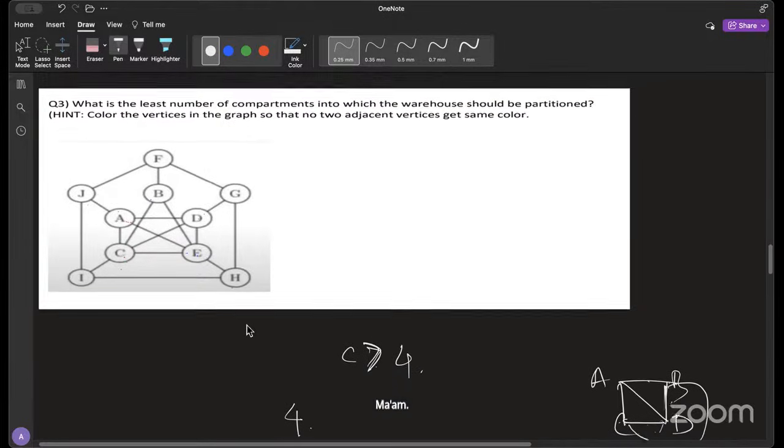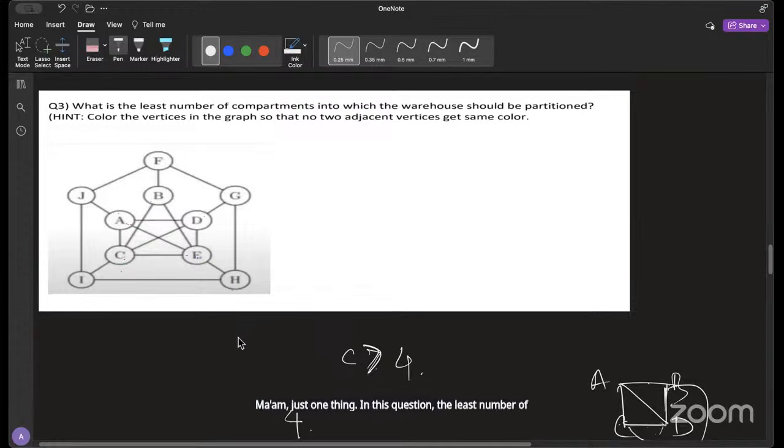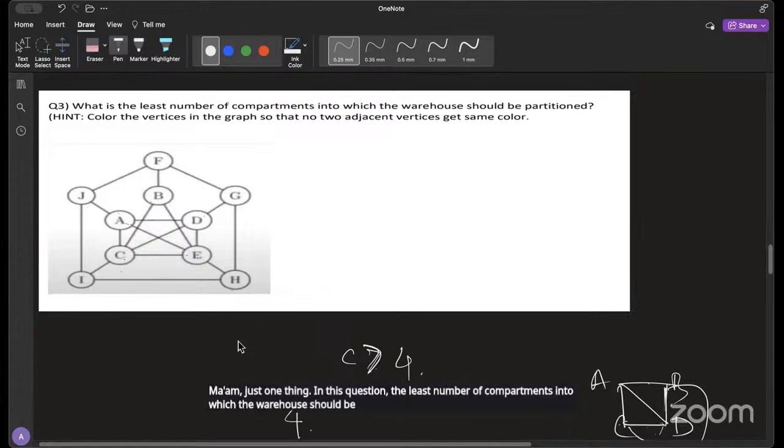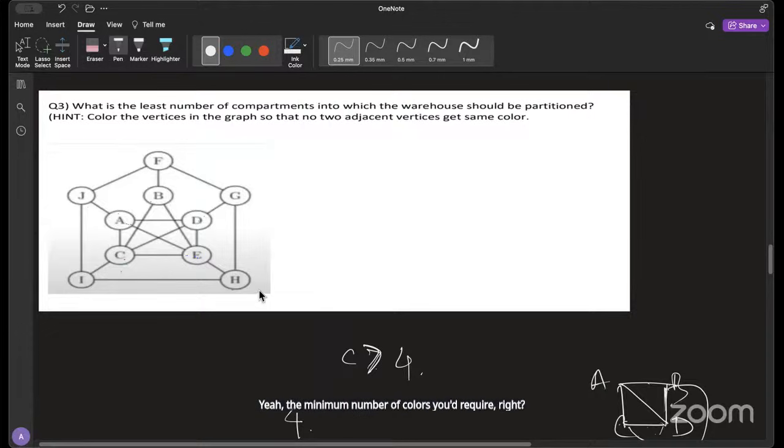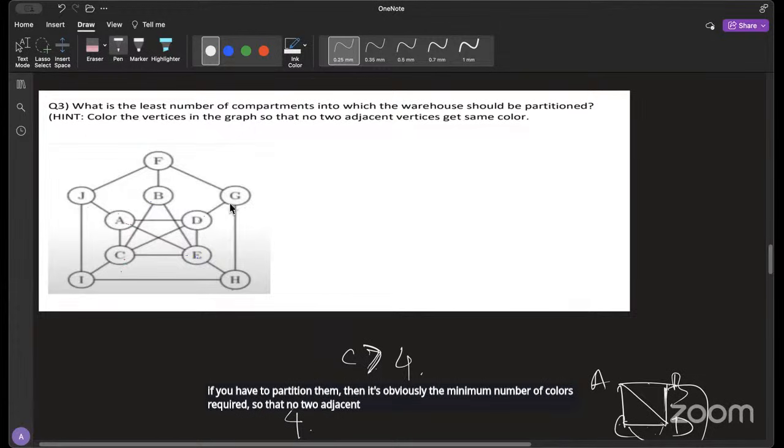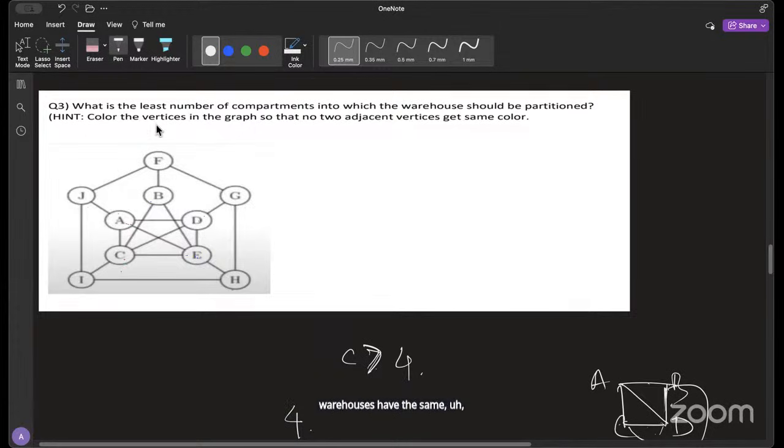Ma'am, just one thing. In this question, the least number of compartments into which the warehouse should be partitioned is the same as the coloring of vertices in the graph, right? Yeah, the minimum number of colors you'd require. If you have to partition them, then it's the minimum number of colors required so that no two adjacent warehouses have the same color. What's the question? What is the least number of compartments into which the warehouse should be partitioned? So partitioning this warehouse is a graph coloring problem.